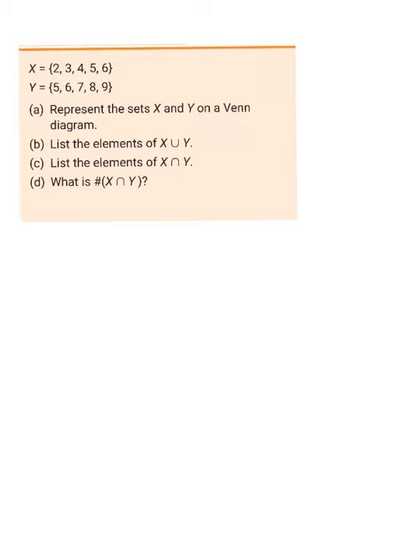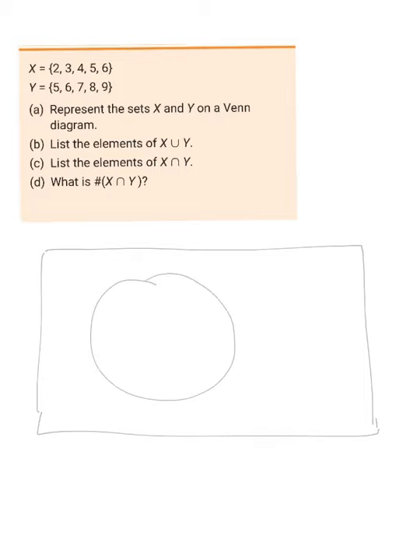Okay, so the first thing you have to do is draw a Venn diagram. To draw a Venn diagram, we draw a rectangle. That will usually be for the universal set, but we'll just get into the habit of drawing it. And then we have two sets, so we'll just do X and Y. So we have X and Y here.